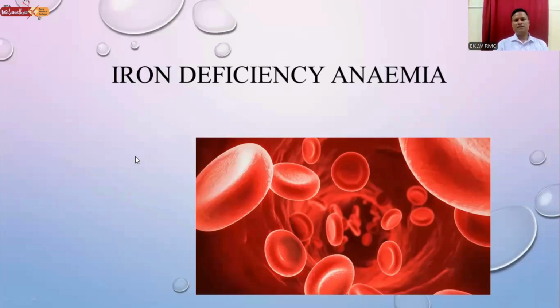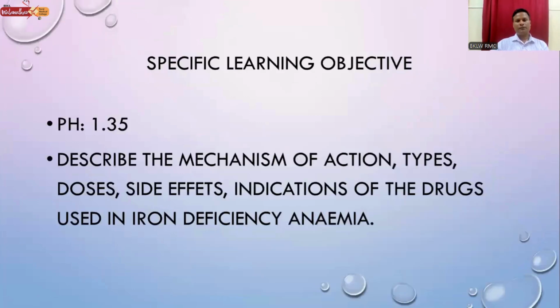Good afternoon, students. So in today's session, we are going to address competency PH 1.35, that is, describe the mechanism of action, types, dosage, side effects, indications of the drugs used in iron deficiency anemia. So before that, we will briefly discuss anemia also.